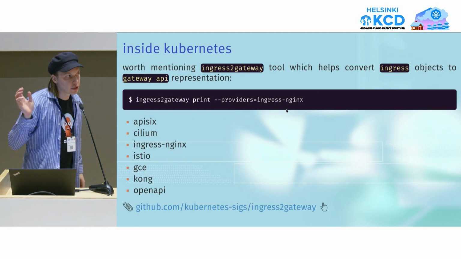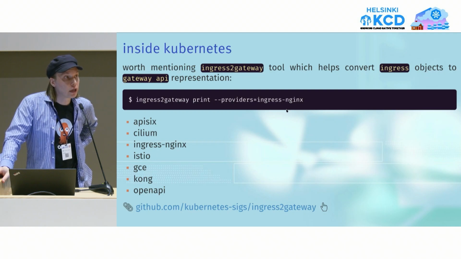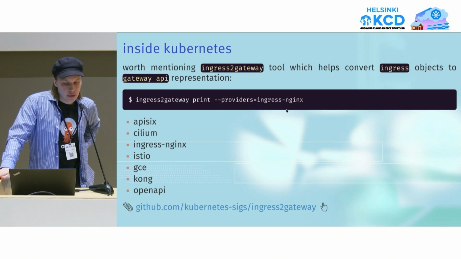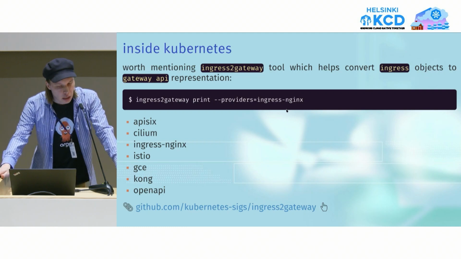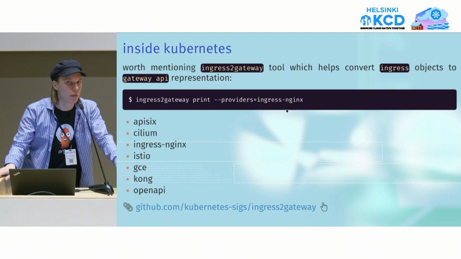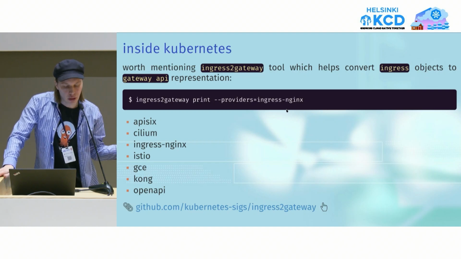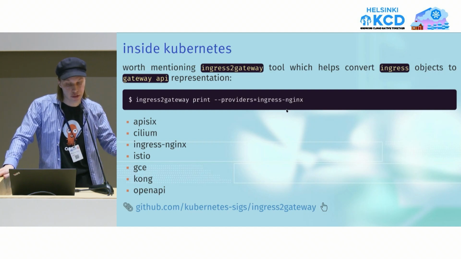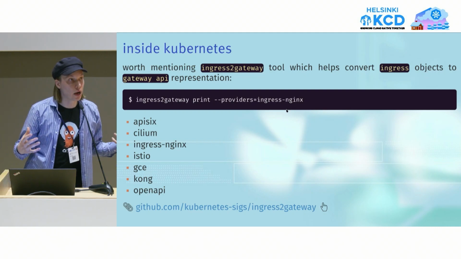Worth mentioning is the Ingress to Gateway tool, which helps you convert your Ingress objects to the Gateway API representation. You can just give it a kubeconfig file, and it will read all the Ingress resources in your cluster and output the Gateway API representation. And you specify the provider. A few of them are supported: Ingress NGINX, maybe the most popular one, but also IP6, Cilium, Istio, Kong, whatever. So give it a try if you're thinking about it.